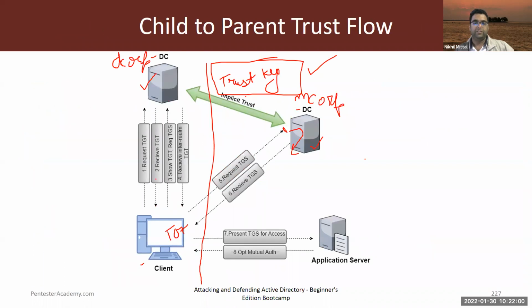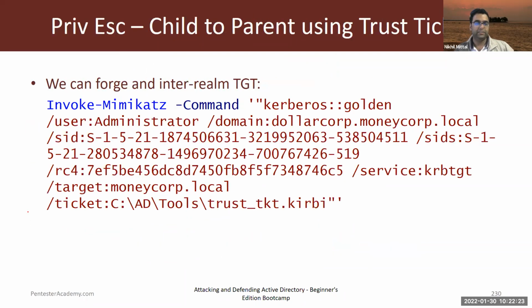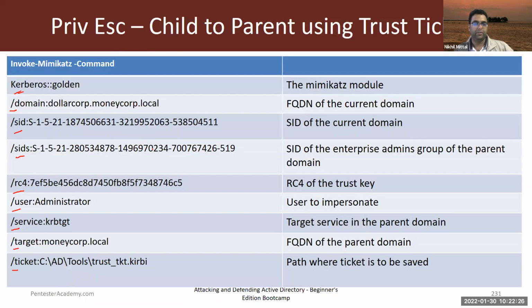When we say that if we have trust key, whatever we write inside the interrealm TGT would be considered valid. I was expecting a question that, okay, that is fine, but what are we going to write inside? So when we forge a TGT, we are going to write inside it that we have enterprise admin privileges. How do we write that? Using the SID history parameter. So we specify that this TGT contains a SID history of enterprise administrators.